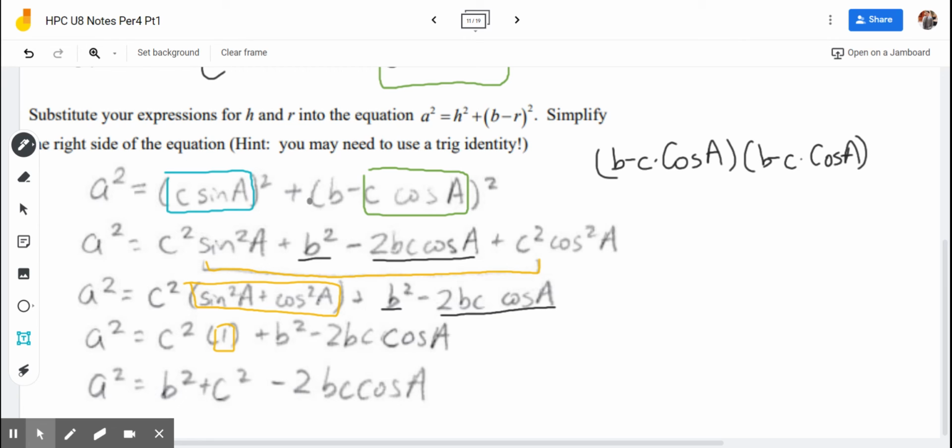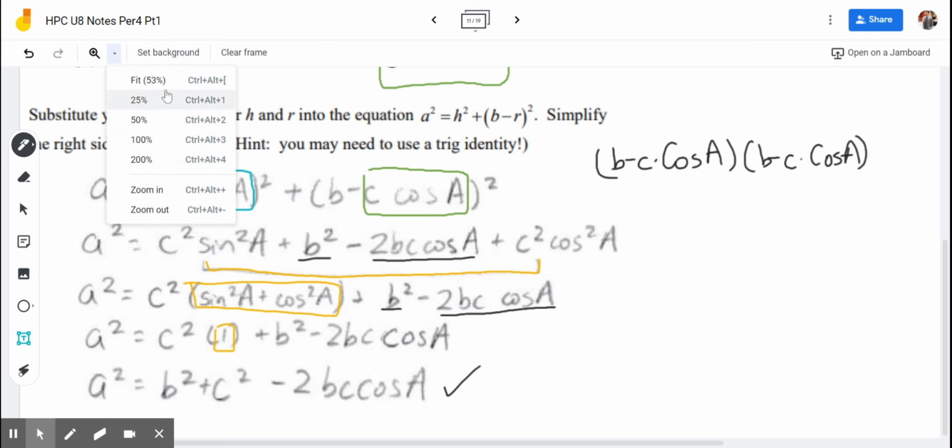Okay. And then you'll have a squared is equal to c squared times sine squared plus cos squared, which is going to be replaced with 1, plus b squared minus 2bc cos a. And then 1 times c squared just simplifies to c squared. All we did here was just rearrange the terms. So you have a squared equals b squared plus c squared minus 2bc cos of a. And that is your law of cosines. Okay, a version of the law of cosines.